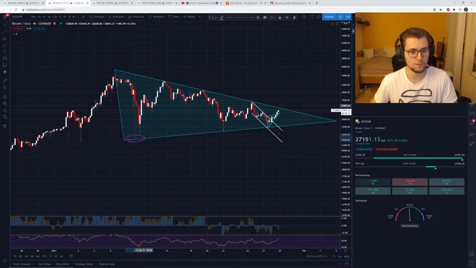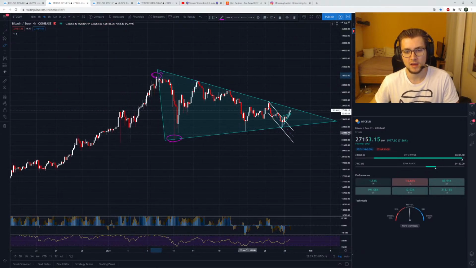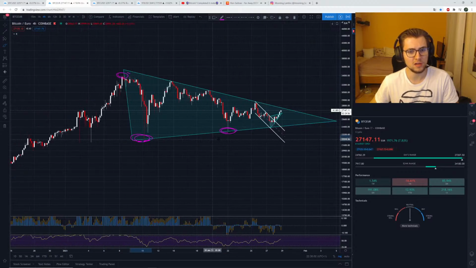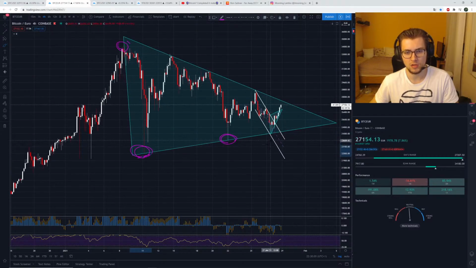Right, let me just do a brush. We had an all-time high right here on the euro at 34,000, and then we dropped all the way down to 22,000 euros, and then our next low did not go below the prior low. So you can clearly see it right here. It did not go below it. It stopped at 23, and this was at mid 22.